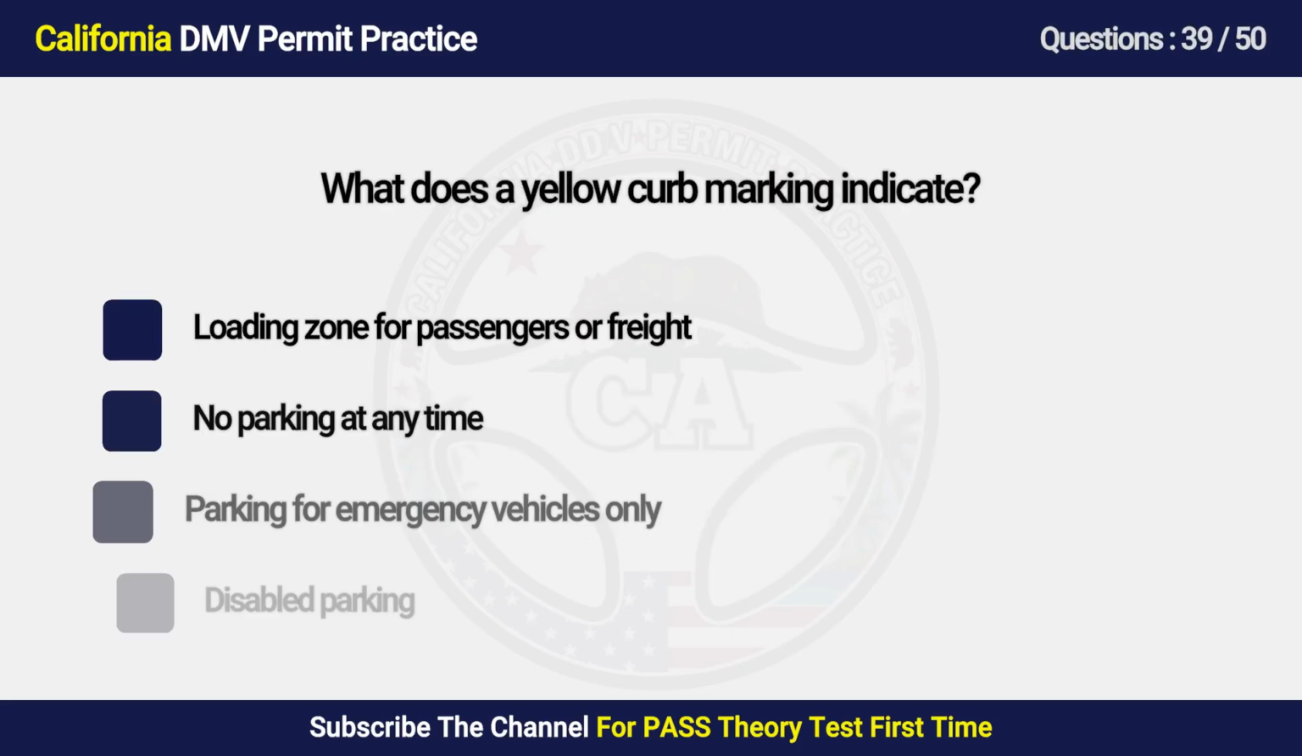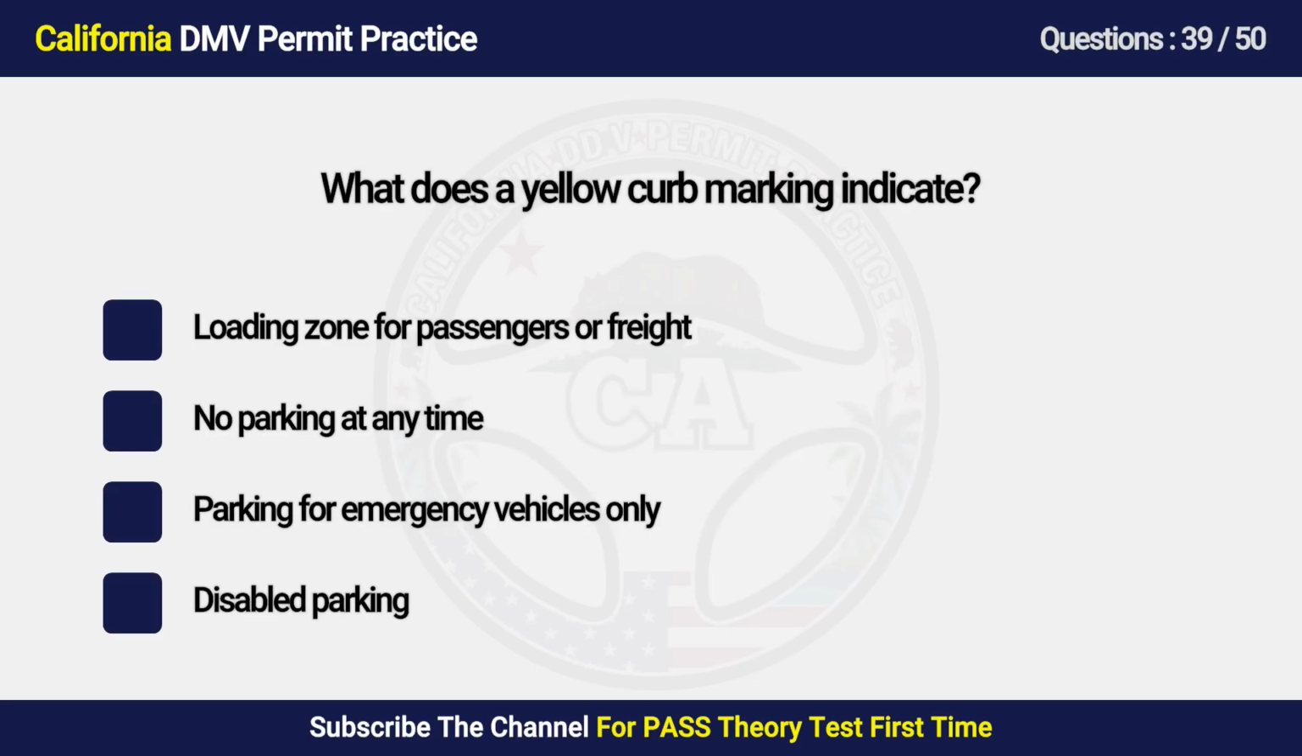Question 39. What does a yellow curb marking indicate? A, loading zone for passengers or freight. B, no parking at any time. C, parking for emergency vehicles only. D, disabled parking.